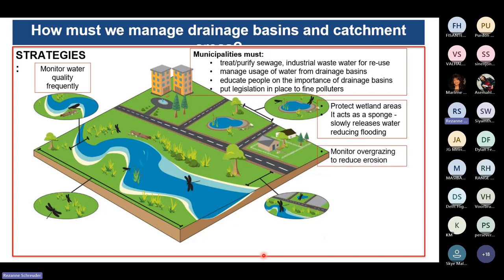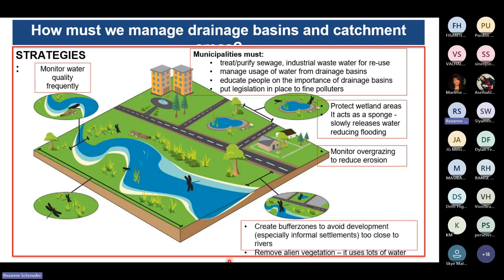If you're in the rural areas, you have to monitor overgrazing to reduce erosion. And then this is where map work comes in, our beautiful buffer zone in GIS to avoid development. And here they refer to informal settlements that are developed too close to rivers. Now, you can have a look at where you would like to settle. You need level land. So let's have a look back at settlements. You need level land. You need protection. You need fuel. You need food. And then you need water.